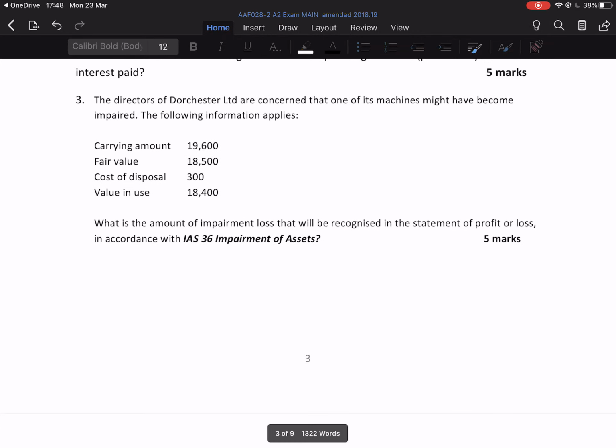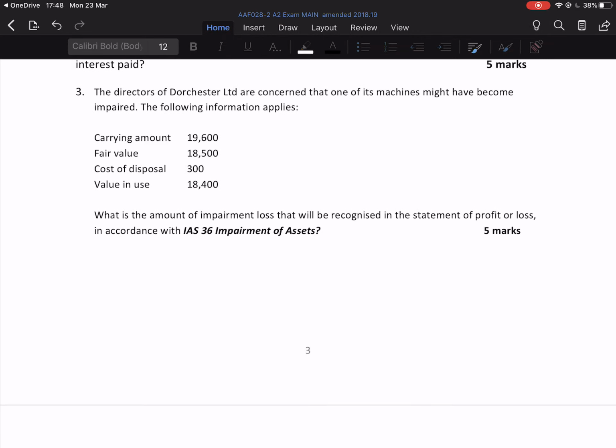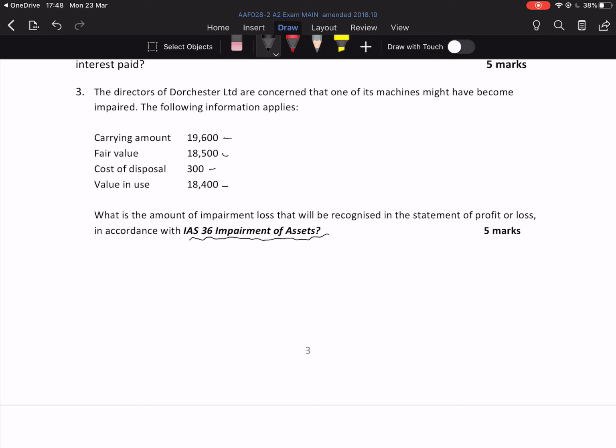The following information applies. So it says we've got a carrying amount of 19,600, a fair value of 18,500, cost of disposal is £300, and the value in use is 18,400. So I say we're going to go through impairment of assets, IAS 36. So just let me explain.